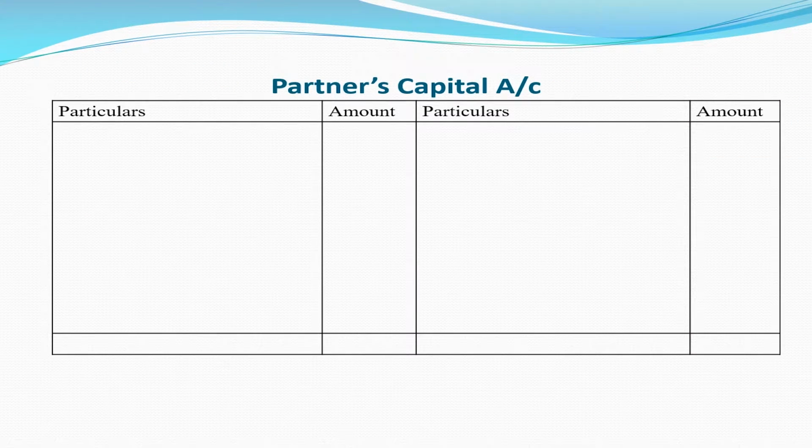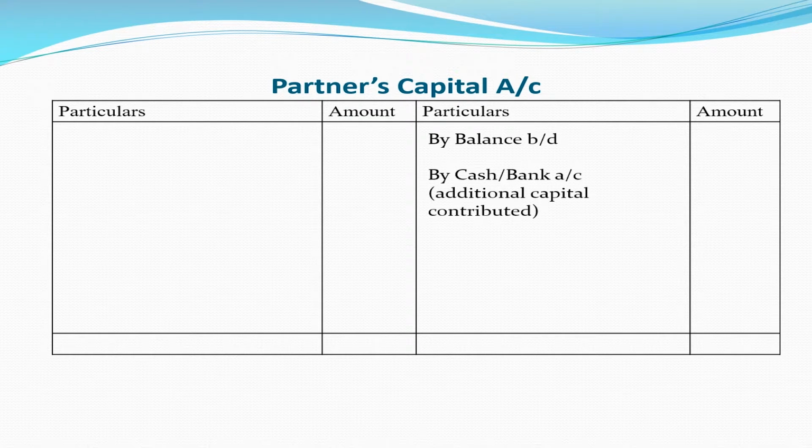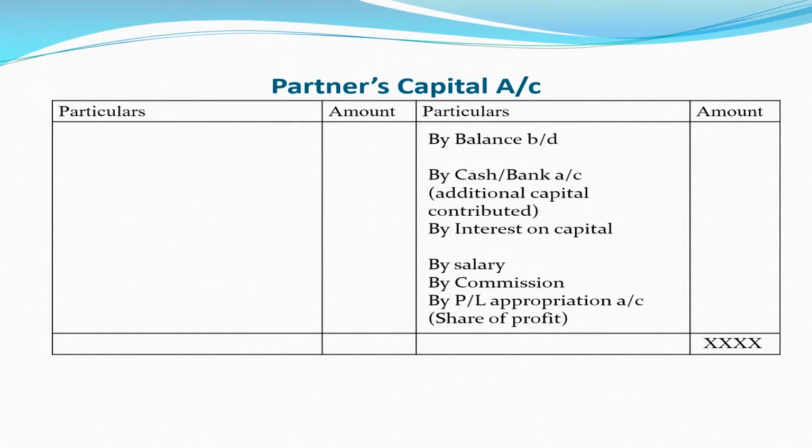As we can see from the table, there are two sides of the account, that is debit and credit side. As capital is a liability of the business, its opening balance will be on the credit side, that is by balance brought down. Moving on to any additional capital brought in by the partner, it will be written as by cash or bank account, by interest on capital, by salary, by commission, and at last, in case of profit, the share of profit will be written on the by side as P&L appropriation account.